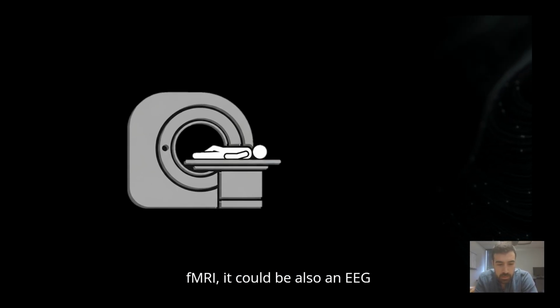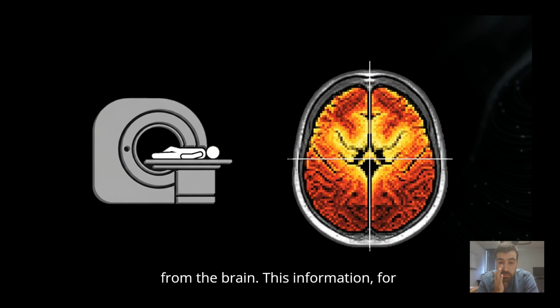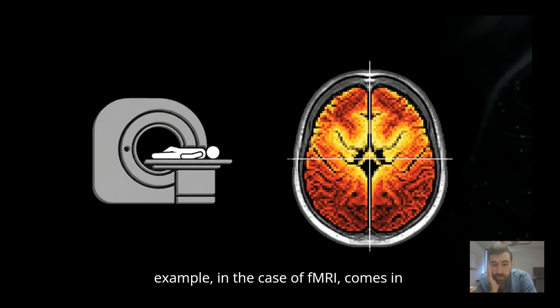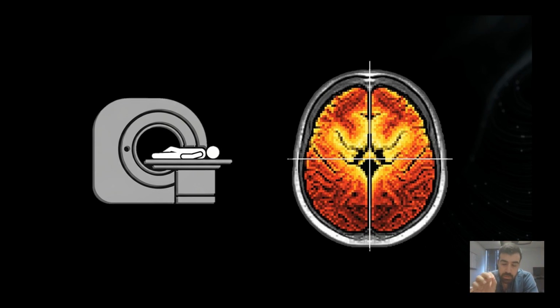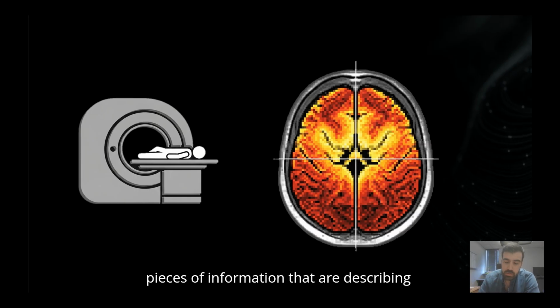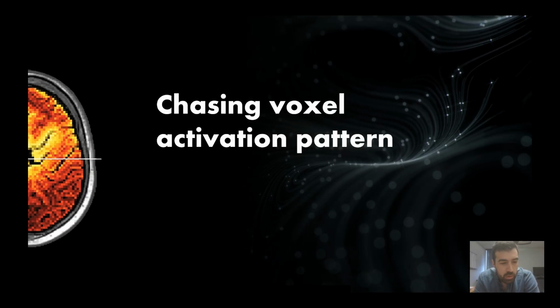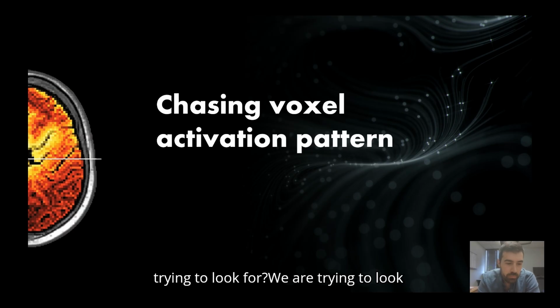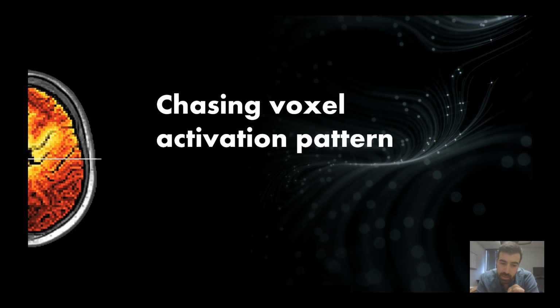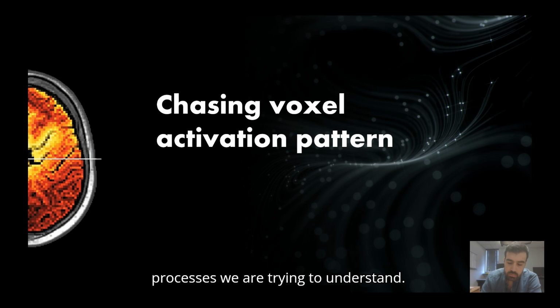Imagine that we have an fMRI, it could also be an EEG or MEG, and we have information from the brain. This information, for example, in the case of fMRI, comes in little boxes, little pieces of information that are describing our brain activity. So we're trying to look for the specific activation patterns that are reflecting each one of the cognitive processes we are trying to understand.